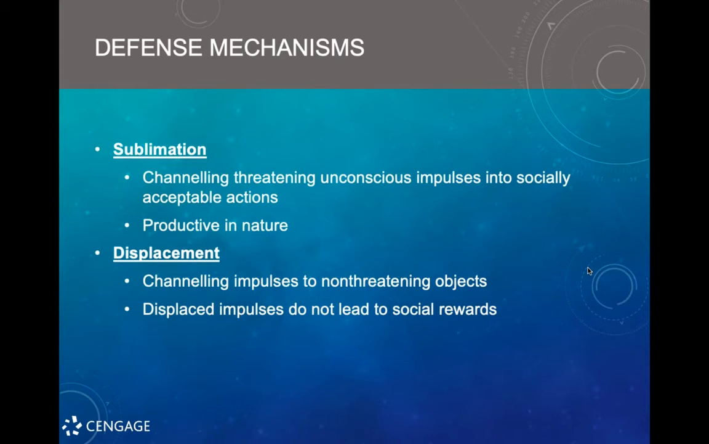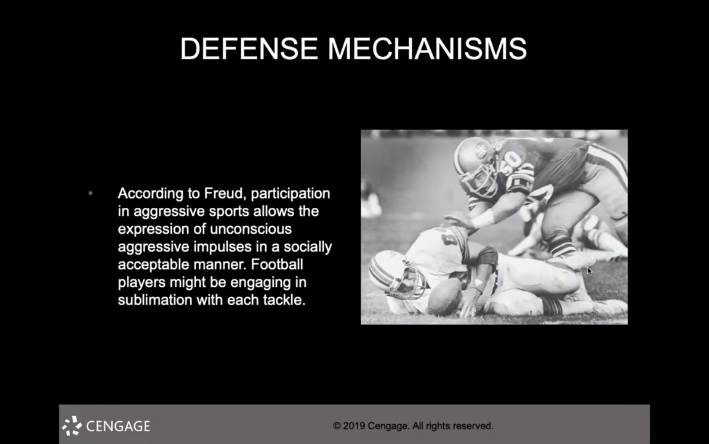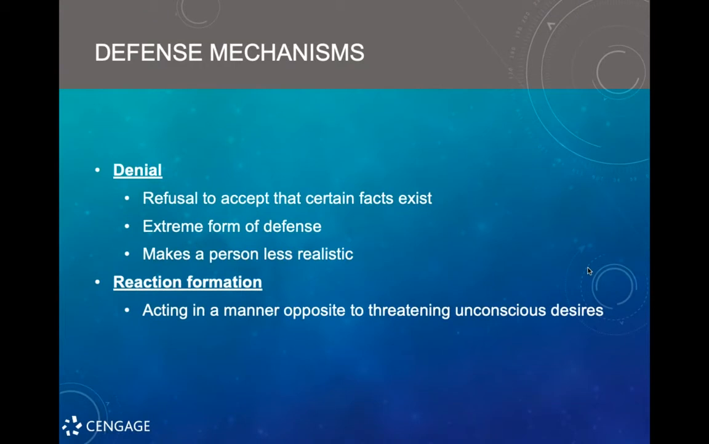Now, displacement is when you channel impulses to non-threatening objects. So here, the displaced impulses do not lead to social rewards. Let's say something made you angry, you cannot express that, it's making you anxious, so you end up turning that anger towards your younger sibling, who is less threatening. And here is an example of football players who might be engaging in sublimation. Instead of being aggressive overall, they could be aggressive on the field, which is more socially acceptable.